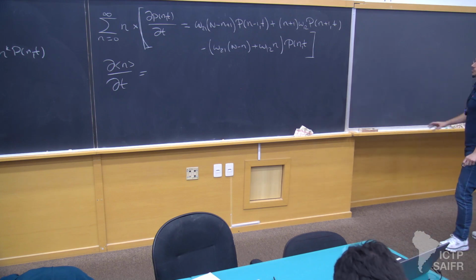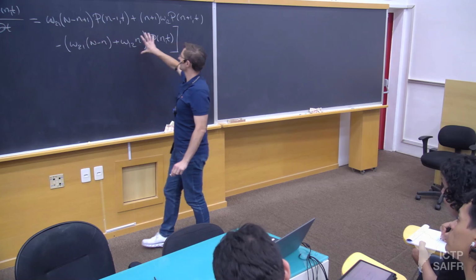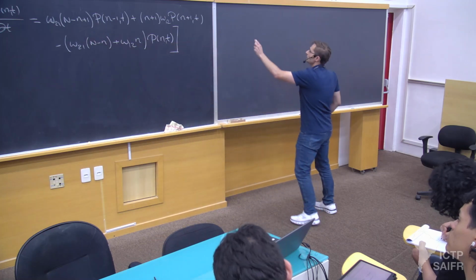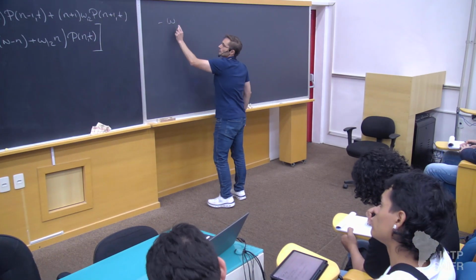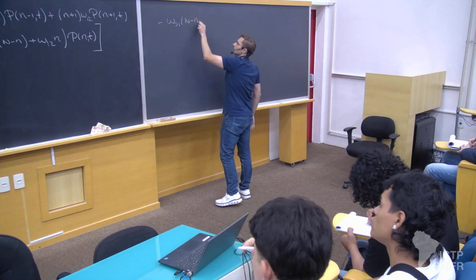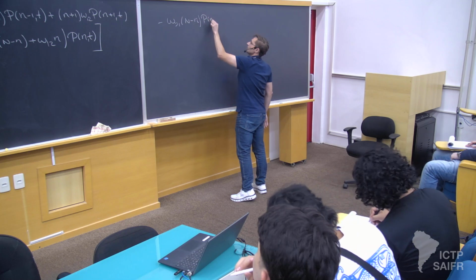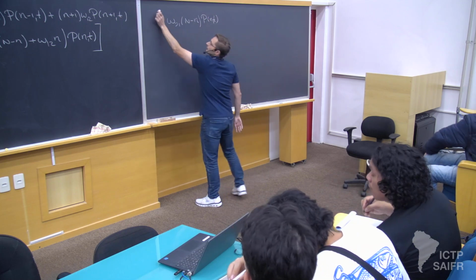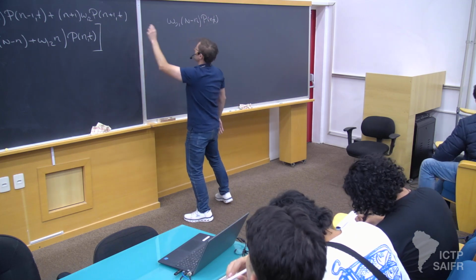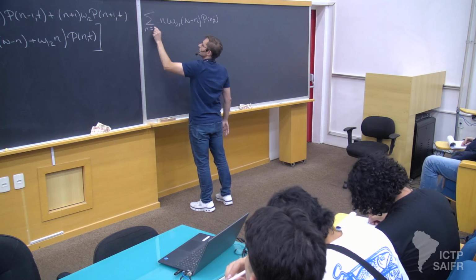So here I have these two terms that if I open them up, they are already very user-friendly in the sense that I have capital N times n P_n(t). And this is multiplied by n, and I am summing from n equal to 0 to infinity.